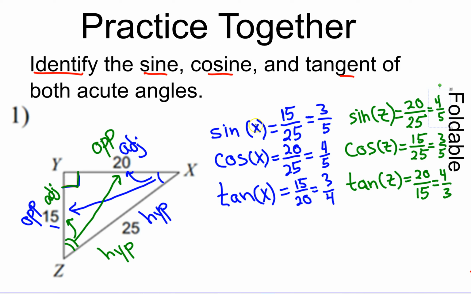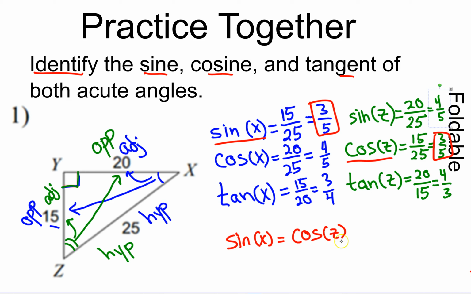But notice that the sine of x here is the same as the cosine of z. You see how they are both 3/5? That's an important thing. So what that tells me is that the sine of one acute angle is equal to the cosine of the other. So we can say the sine of x is always going to equal the cosine of z. So the sine of one acute angle is equal to the cosine of the other.